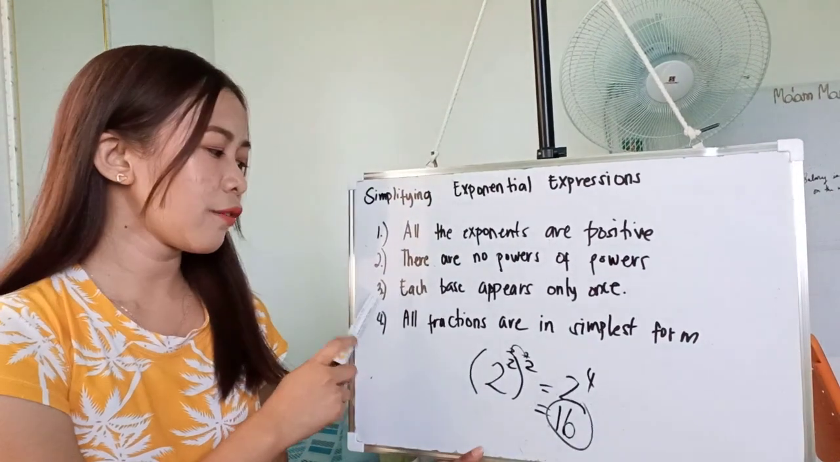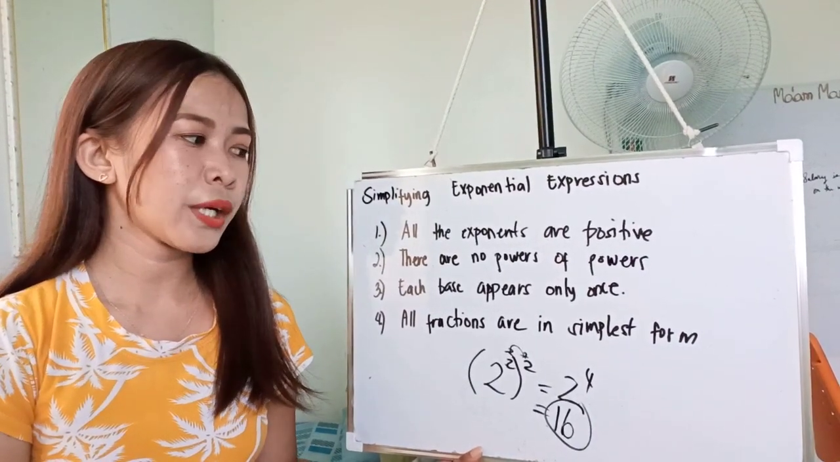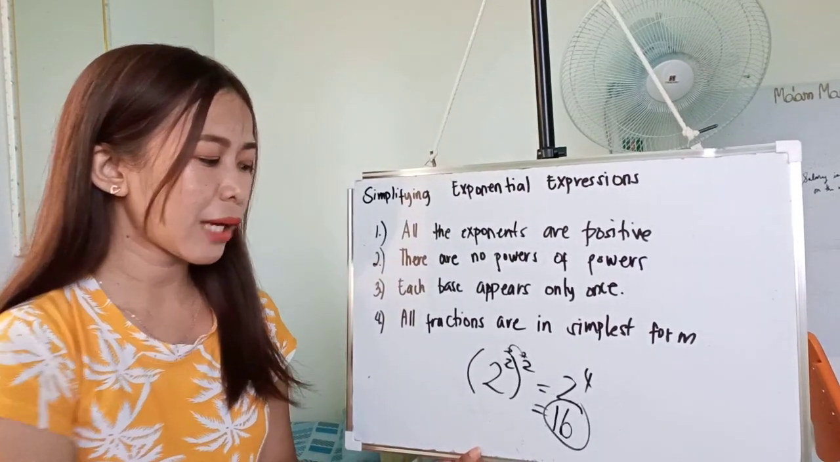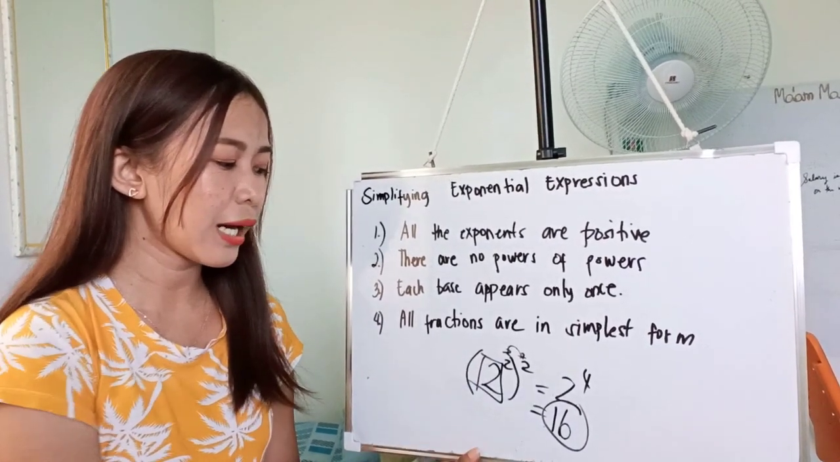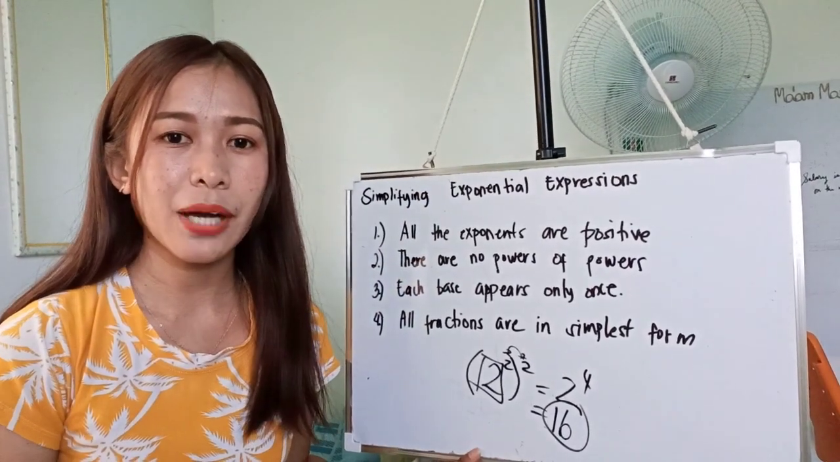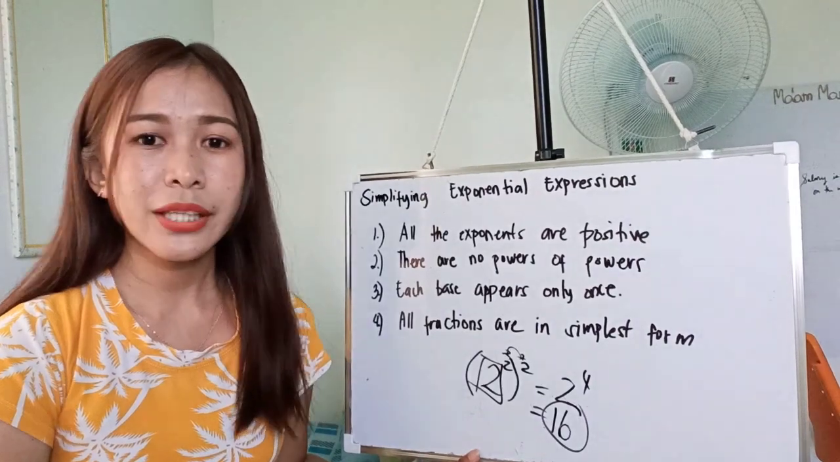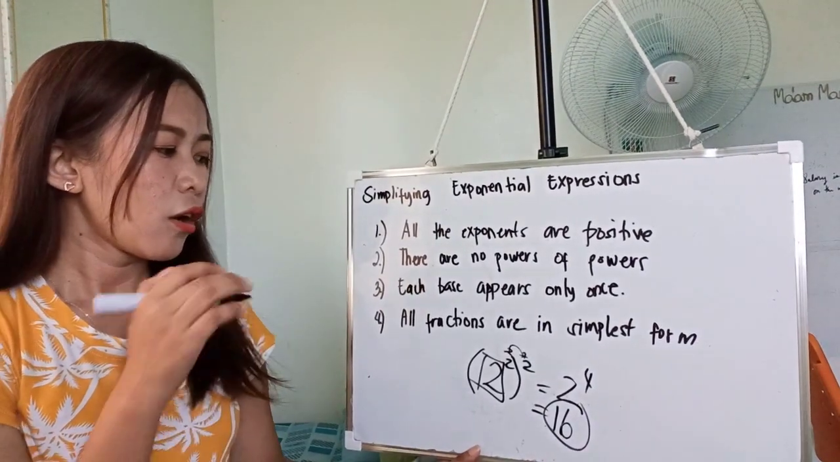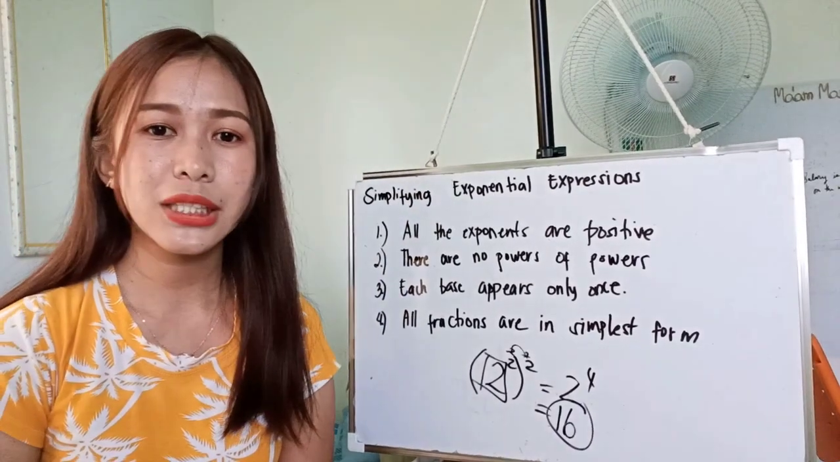For our number 3, we have each base appears only once. Therefore, lahat ng base, ano ba pag sinabi nating base? Ito yung ating base, di ba? Kailangan isa na lang siya. Or wala na siyang kasama pang isa pang base. Okay? Depending on its situation. Depende sa expression. Alright? Number 4, all fractions are in simplest form.